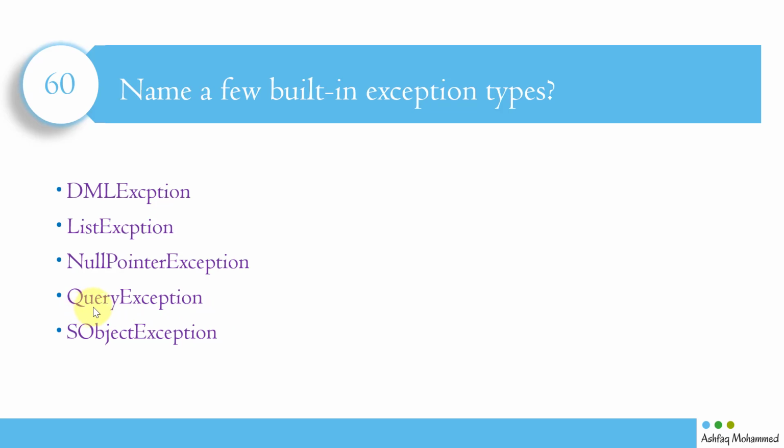Okay, so we have done up to query exception. The last part is SObject exception. Any problem with the SObject record, such as attempting to change a field in an update statement that can only be changed during insert, right? That will have an SObject exception impact. So these are the few common built-in exception types we have.